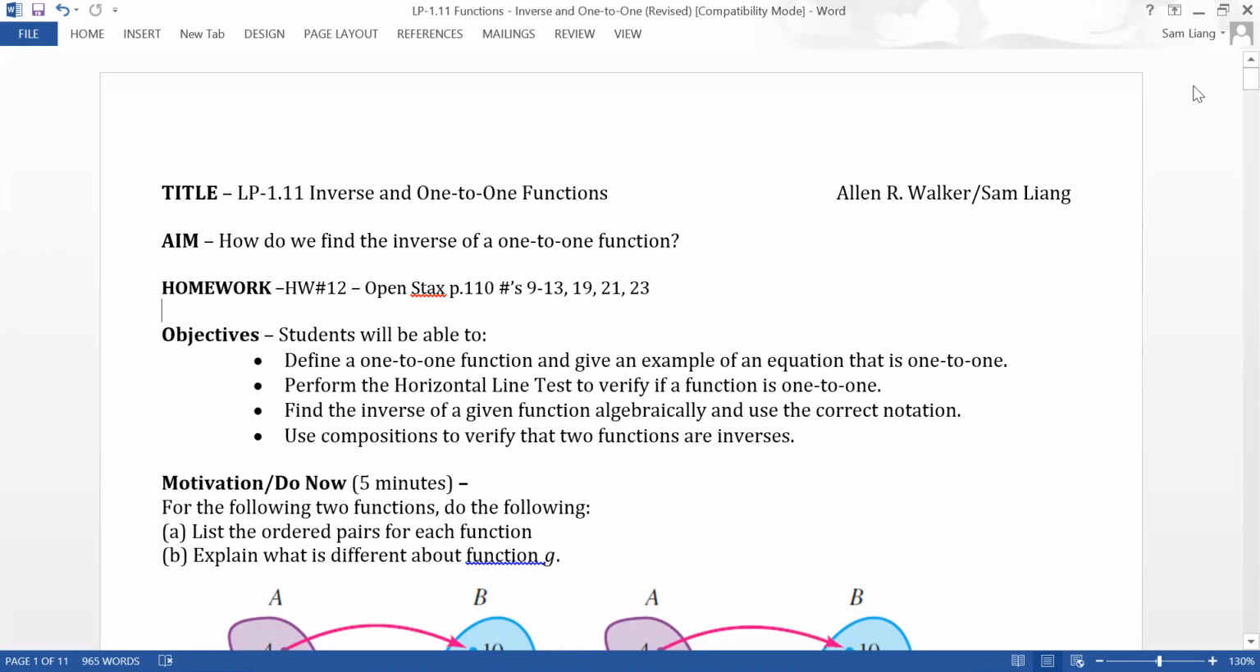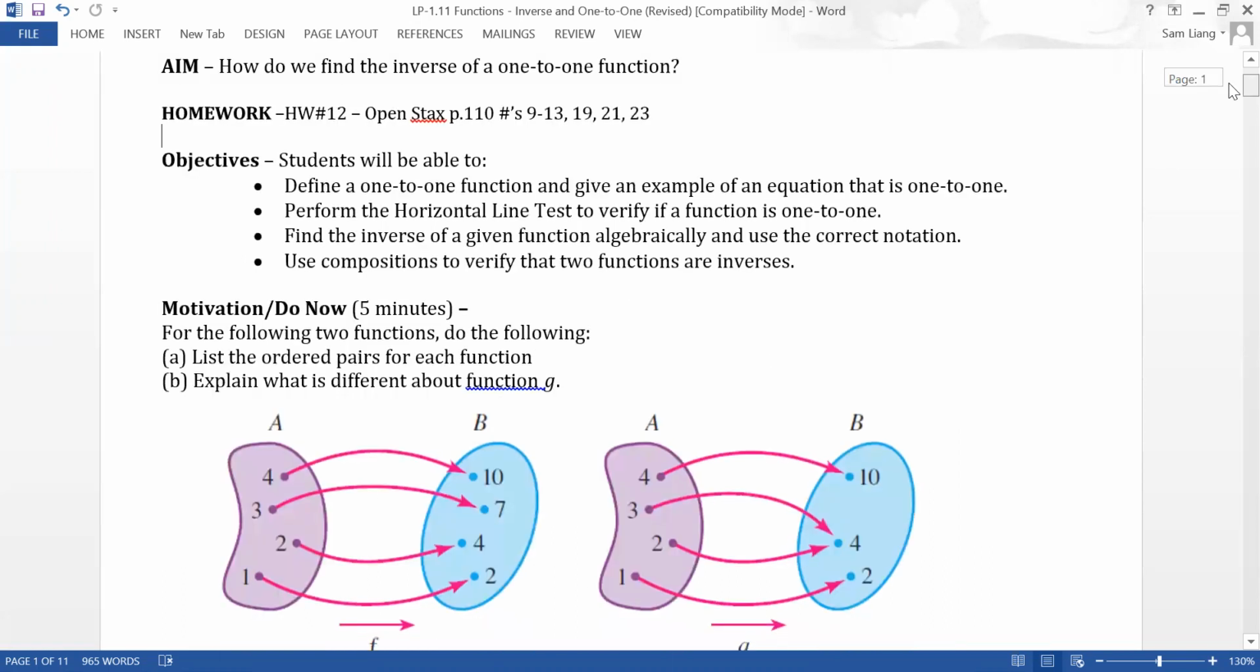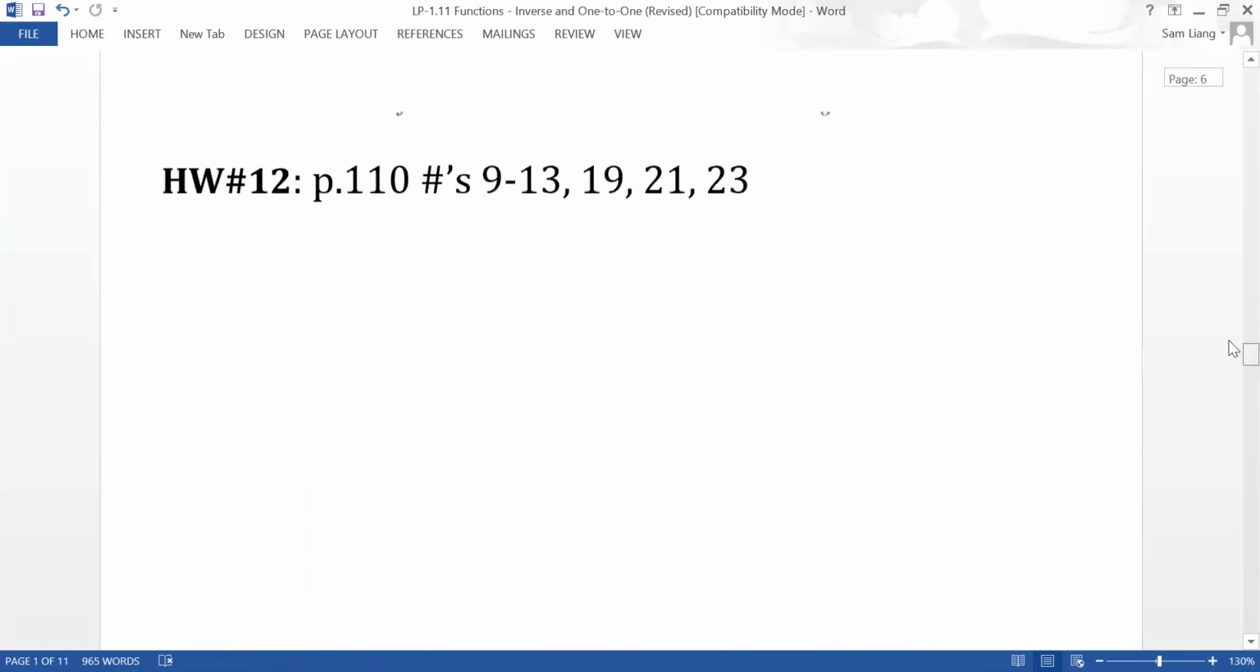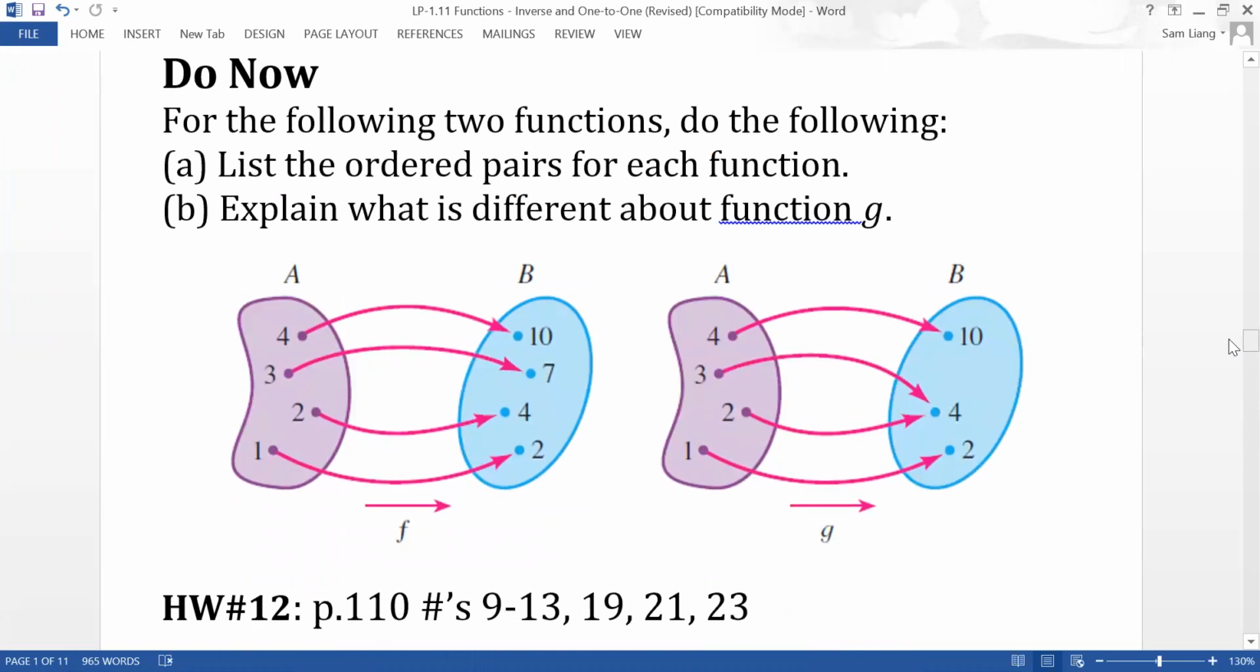Okay. And with that said, let me get to the do now, which is going to make use of this diagram here. All right, here is the do now. Okay, so for the following two functions, do the following. Part A, list the ordered pairs for each function. Part B, explain what is different about function G.